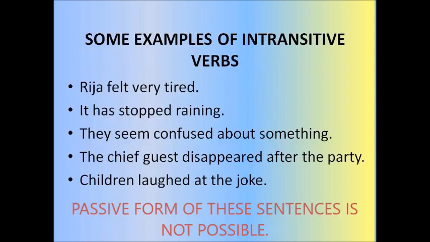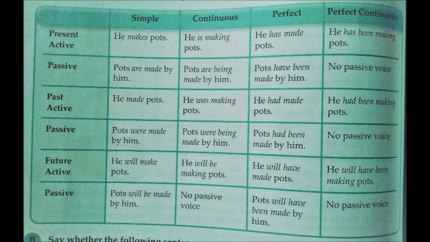Some examples of intransitive verbs: Rija felt very tired. It has stopped raining. They seem confused about something. The chief guest disappeared after the party. Children laughed at the joke. This table gives examples of sentences in the active and passive voice.